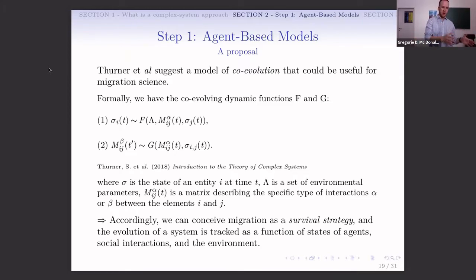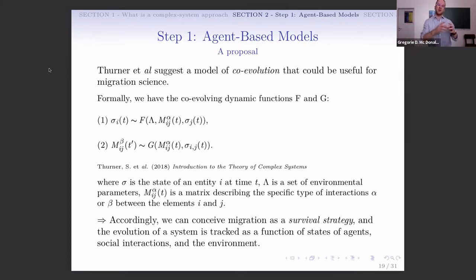And what those equations say is that the left-hand side term in the equation will be realized by our co-evolving dynamic functions f and g. And let me go slowly through the details. What we have in the first equation is the state denoted by the letter sigma of an agent at time t. And the equation says that the state of our agent sigma at time t will be realized by the function f. And what we have in the argument of the function f, first we have a parameter lambda, which is a set of environmental parameters. We also have a matrix of interaction M, which defines the type of interaction that we have between our agents. And the type of interaction is denoted by the upper index alpha at time t.